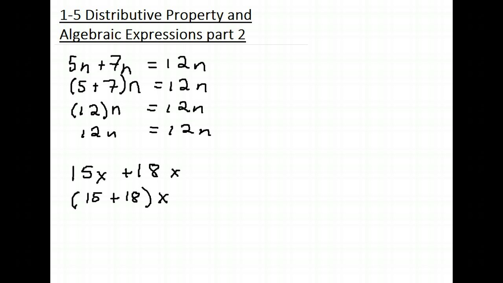So what does that equal? So we add what's inside of our parentheses. 15 plus 18, that equals 33. Then we multiply it to our x, we have 33x.